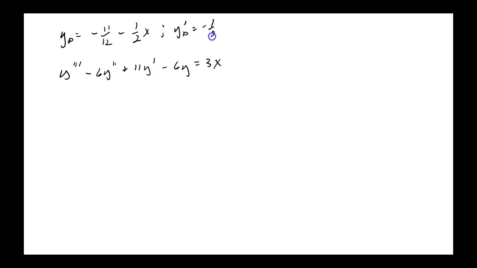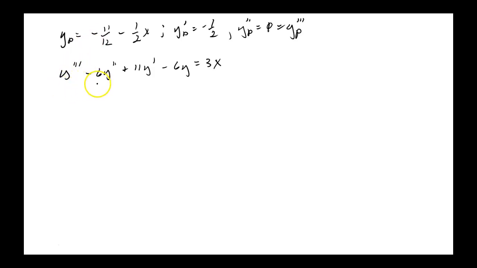Negative 1/2, you got it. Now how about yp double prime? 0. And yp triple prime will also be 0. Okay? So let's see if their statement was true.